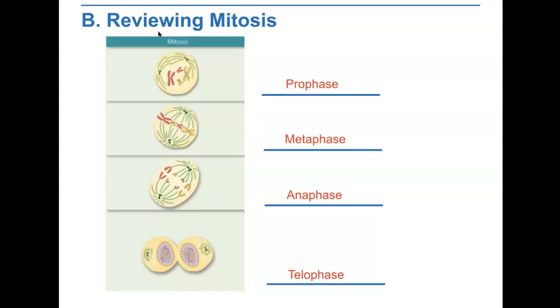Remember that mitosis consists of 4 main phases: prophase, metaphase, anaphase, and telophase. And at the end, you have an identical set of 2 daughter cells.